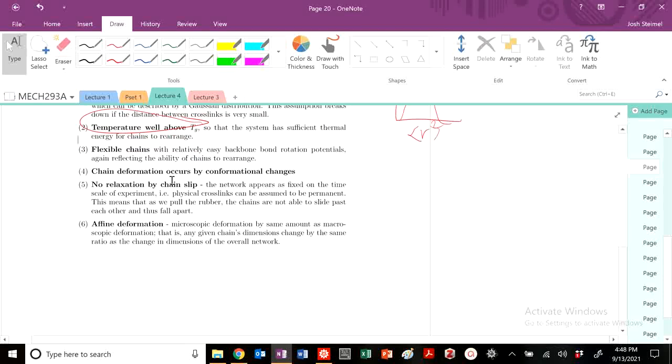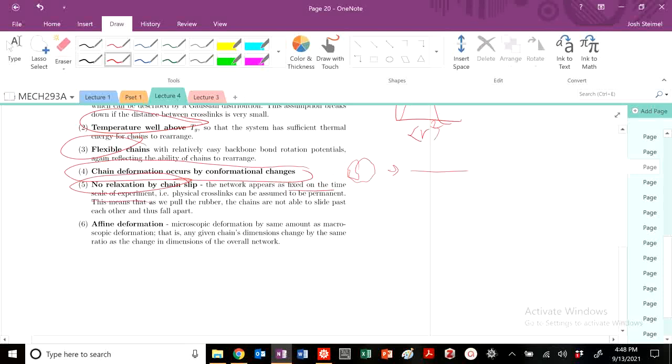For all of our other rubber, if our temperature is well below Tg, we could use our other theory to describe the elasticity of this material. Flexible chains could rearrange and move. Chain deformation occurs by conformational changes. So you're basically pulling apart. The polymer looks like this, and then when you stretch it, it goes to this. No relaxation by chain slip. Again, the network is fixed on the time scale of the experiment.